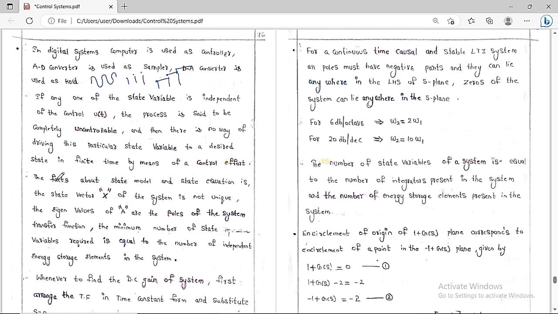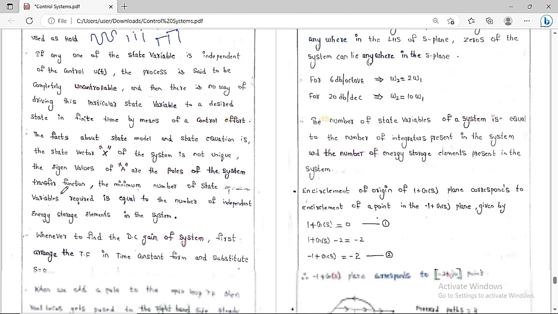So because of this reason, we can say the computer is basically used as a controller, whereas the analog to digital converter is used as a sampler, whereas the digital to analog converter is used as the hold. So finally, I can say in the case of digital systems, the computer is used as the controller, the analog to digital converter is used as a sampler, and the digital to analog converter is used as the hold. So this concept you always have to keep in your mind.